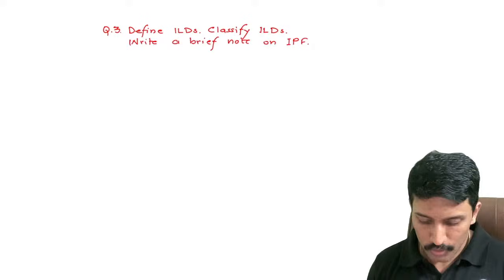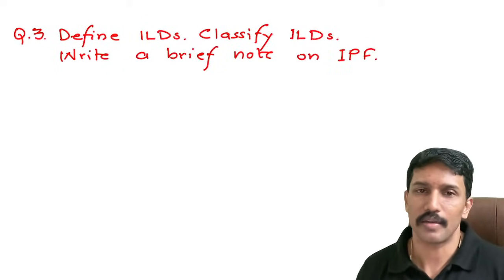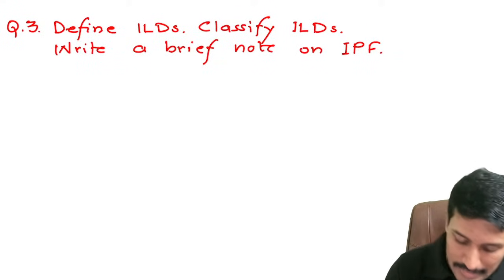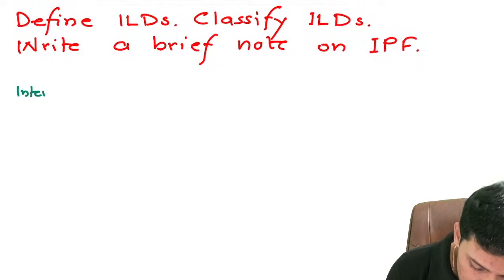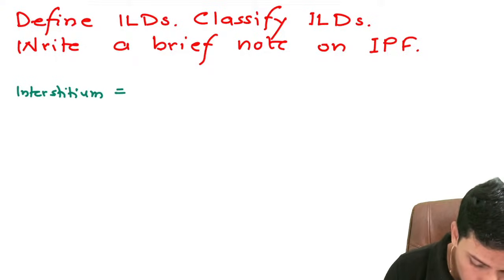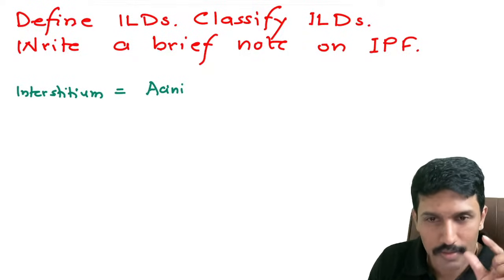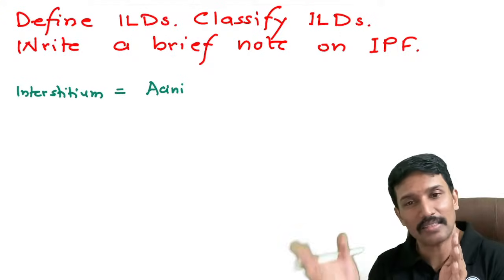Okay, so now let's go to the next question that can be asked from the topic. It is going to be on ILD, interstitial lung diseases, right? So what is the interstitium? Just for the conceptual understanding, interstitium refers to acini, right? What are acini? The last part of the airway that includes respiratory bronchiole, alveolar ducts, and alveoli. That is where the gas exchange happens.